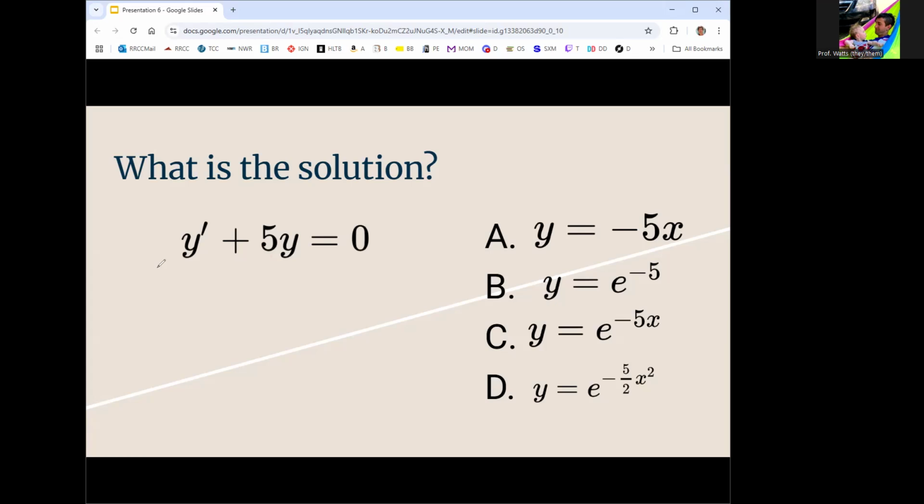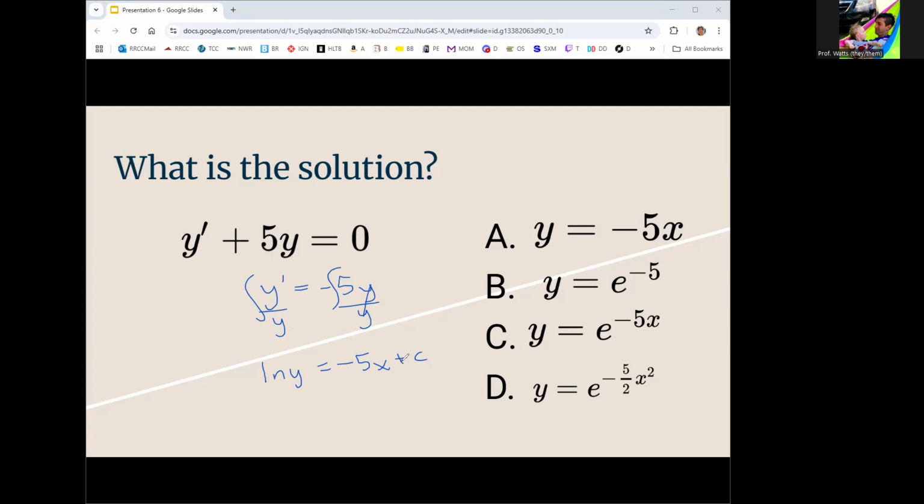Pause the recording if you need some more time to think about it. But subtracting over there and then dividing by y and then integrating. The integral of -5 is -5x. And of course, we would have a plus c.